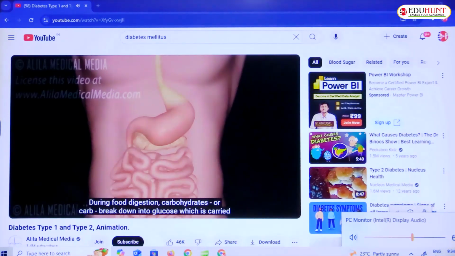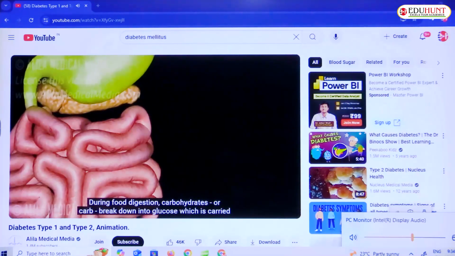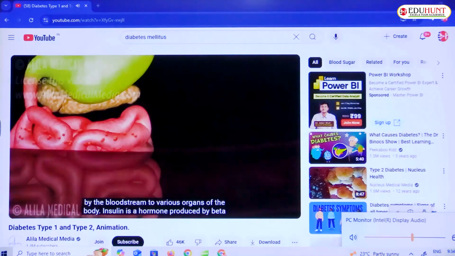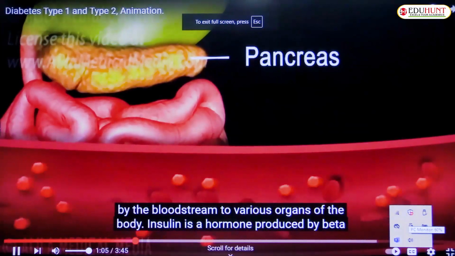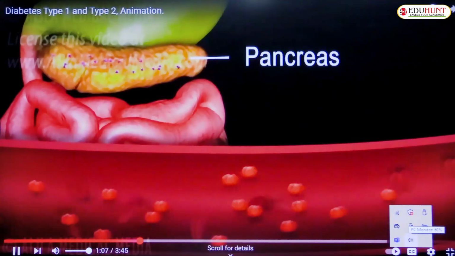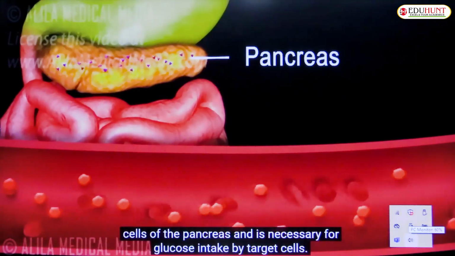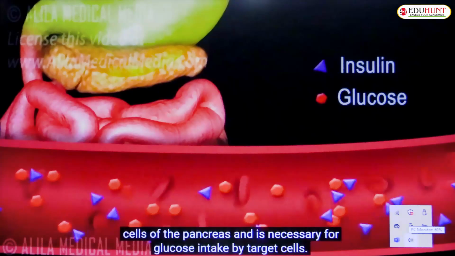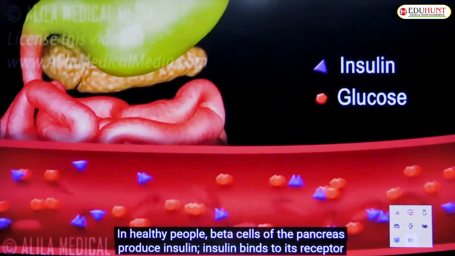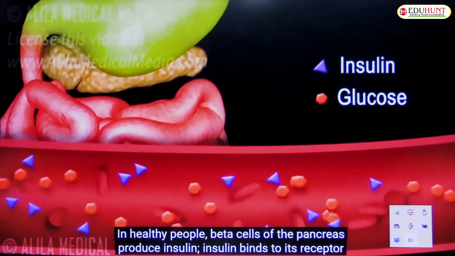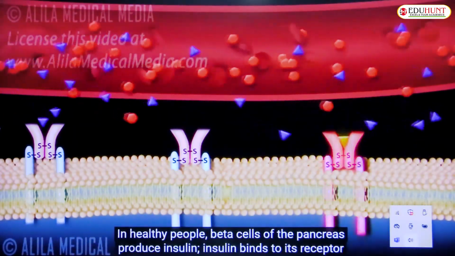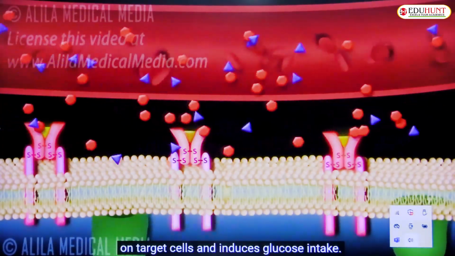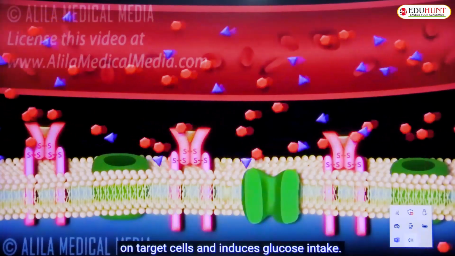Pre-diabetes may or may not progress to diabetes. During food digestion, carbohydrates, or carbs, break down into glucose, which is carried by the bloodstream to various organs of the body. Insulin is the hormone produced by beta cells of the pancreas and is necessary for glucose intake by target cells. In healthy people, beta cells of the pancreas produce insulin. Insulin binds to its receptors on target cells and induces glucose intake.